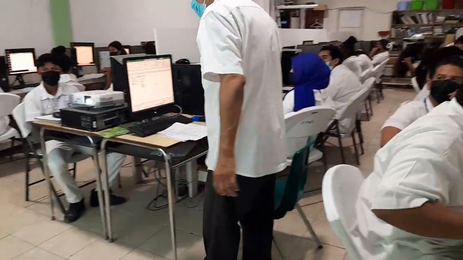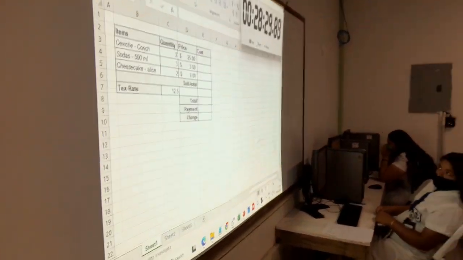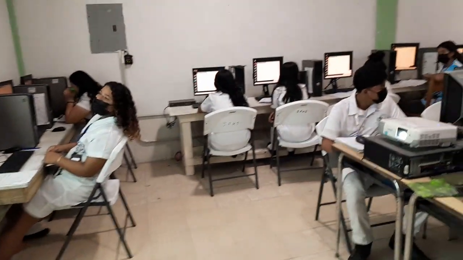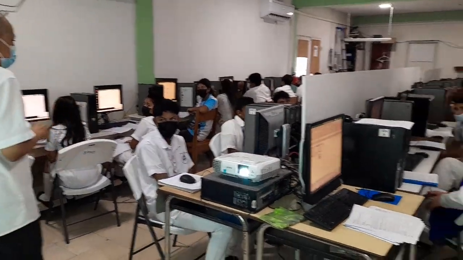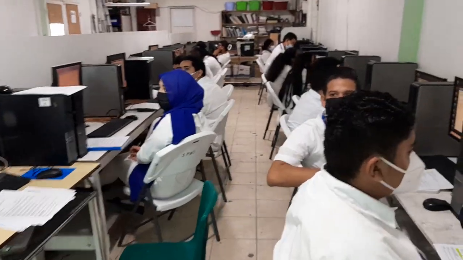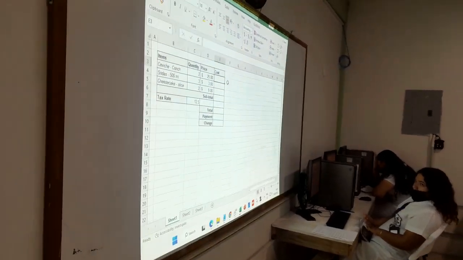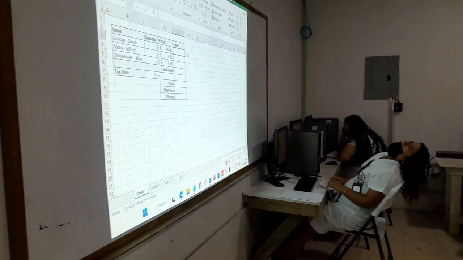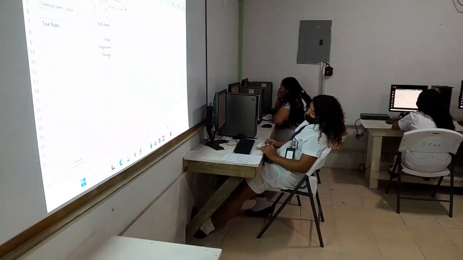So, I have a sample worksheet here of a restaurant bill. Zahid, if I wanted to calculate how much the 2 ceviches cost, what would I put in this cell, E4, Zahid? So first thing, what do I put? How do I start a math formula? Equal sign.